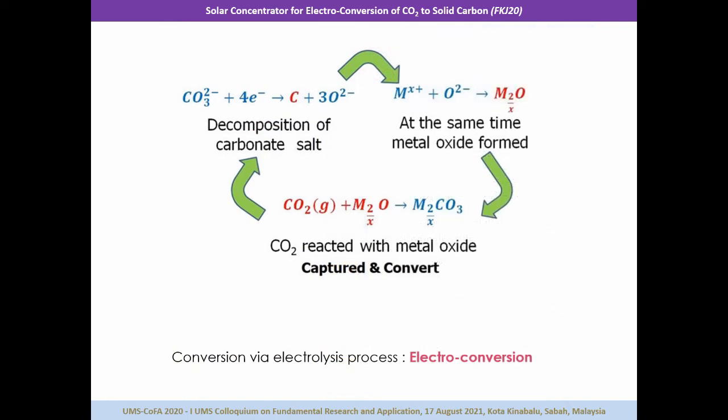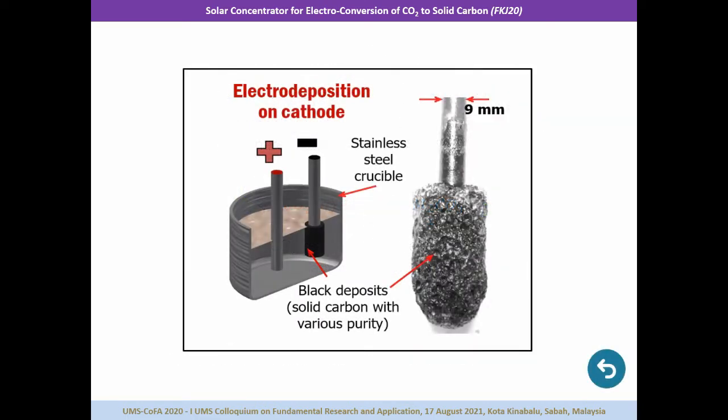As long as the carbon dioxide is available, the three reactions that I have explained earlier can continuously occur. The carbon that has been converted from carbon dioxide tends to attach to the cathode. This is one of the examples of carbon attached to the cathode.